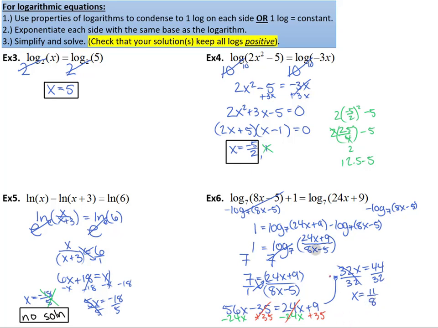Okay, now remember though, log equations, we have to check that it keeps all logs positive. Well, if I think about it here, positive 24 times my positive number is going to be positive. And then I'm adding 9. It's definitely going to stay positive, so I'm not worried about it being 0 or negative there. This expression I'm a little more worried about, so I'm going to test that one just to be sure. Let's plug in 8 times our answer, 11 eighths, minus 5. So actually these 8s will cross cancel, and I get 11 minus 5, which is 6, and yes, that is positive. Perfect. I think we have our correct solution.